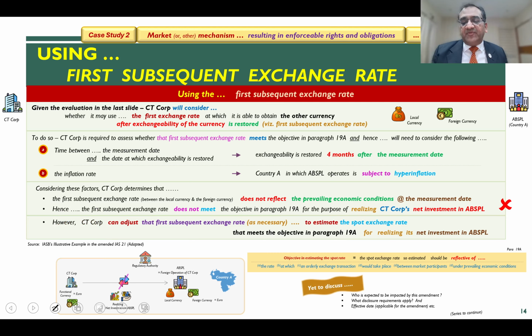Now with this, we conclude our discussion for today. Yet, as I indicated, we are yet to discuss these 3 points. With all of these changes coming in, who is going to be impacted by these amendments or likely to get amended? What are the additional disclosure requirements which apply? If an entity applies these amendments, what additional disclosure will it have to make in the notes, and what is the effective date from when this amendment is applicable? So this is something which we will cover in the next video.